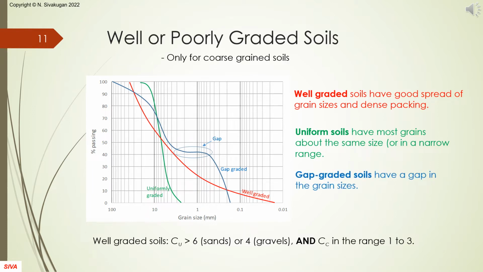Granular soils are either well-graded or poorly graded. Uniform and gap-graded soils are special cases of poorly graded soils. In uniform soils, the grain sizes vary in a narrow range. Gap-graded soils have a gap in the grain sizes. Well-graded soils have a wide range of grain sizes and pack densely.